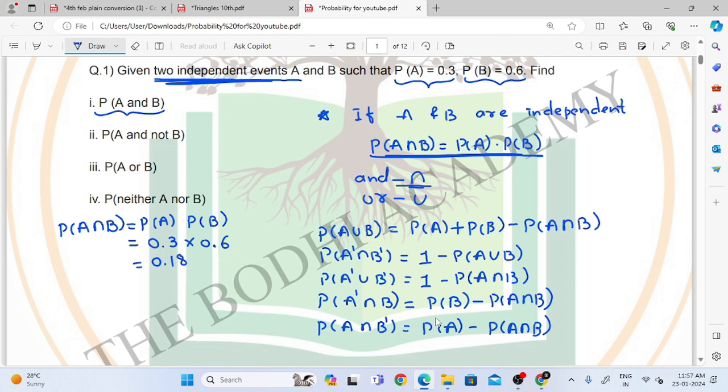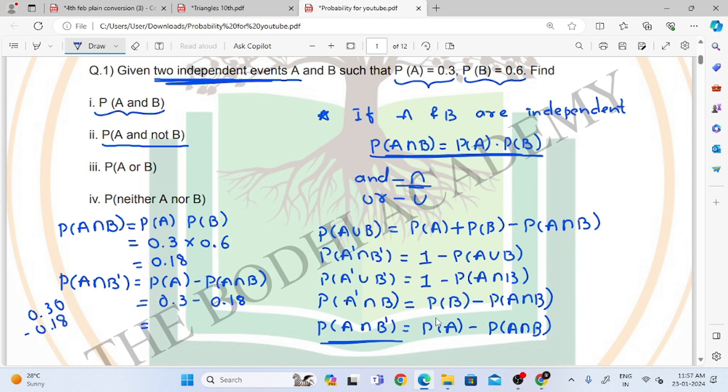Now the second one, P of A and not B. So what is the meaning of that? P of A and means intersection, not B means B dash. So what is the formula? It is P of A minus the intersection of them. So P of A is 0.3 minus P of A intersection B, that is 0.18. So 0.3 minus 0.18. For simplicity you can take 30 minus 18, and you will get 0.12.